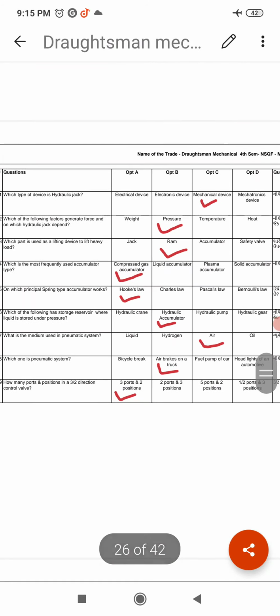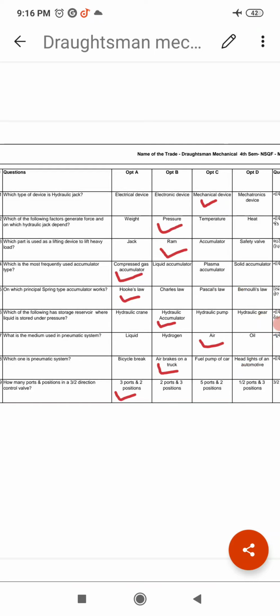Next. Which type of device is a hydraulic jack? Answer is C, mechanical device. Next question, which of the following factors generates force on which a hydraulic jack depends? Its pressure. Option B. Which part is used in a lifting device to lift heavy loads? It's called ram. Option B.